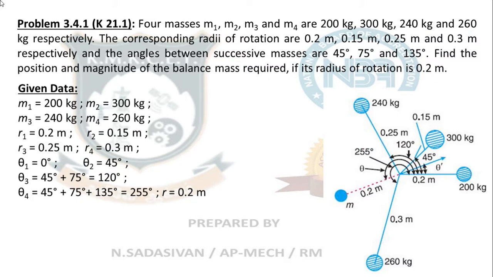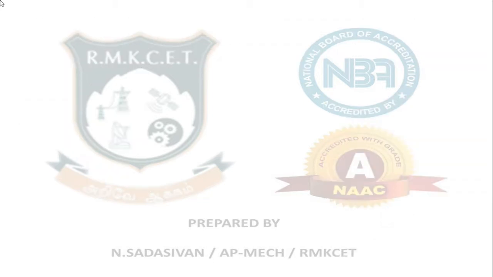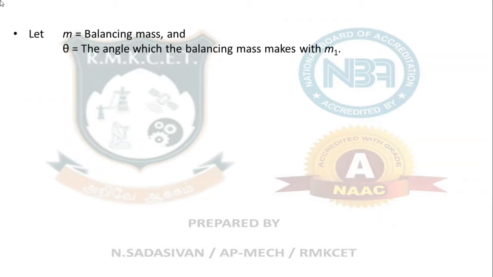I'm going to list down the given data. Okay, M1, M2, M3, M4, theta 1, theta 2, theta 3, theta 4. These are the data here. Okay. First we will do this by analytical method. Then we will do this by graphical method. It is a static problem, because all the masses lie on the same plane of rotation. So let M equal the balancing mass, theta equal the direction of the balancing mass. We don't know this. We are keeping it as unknown value M, theta.